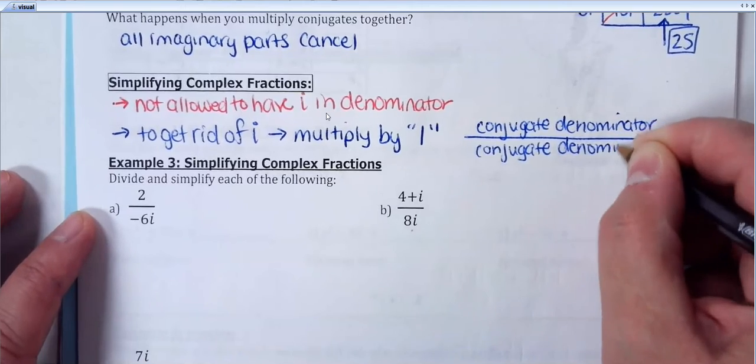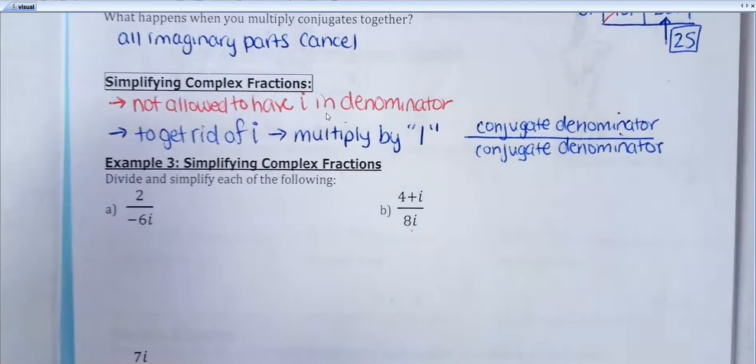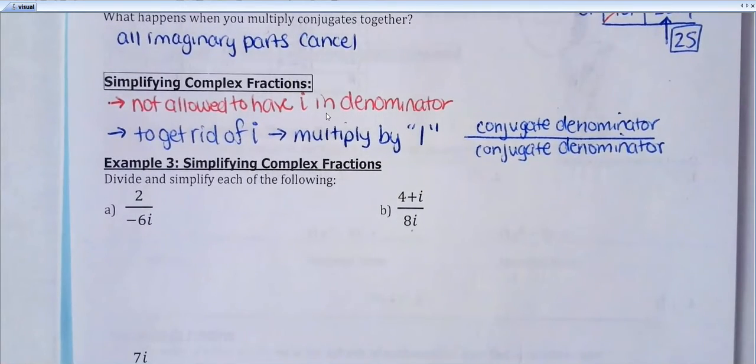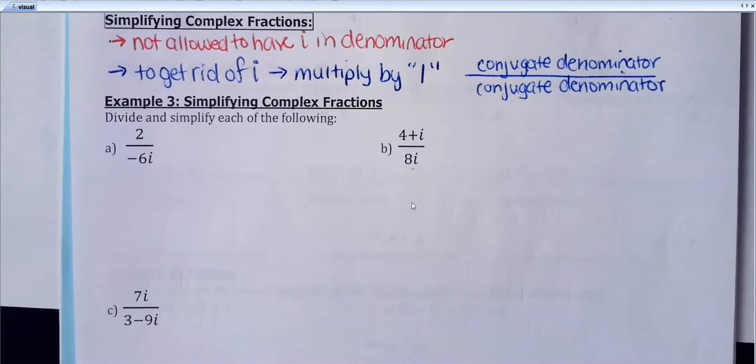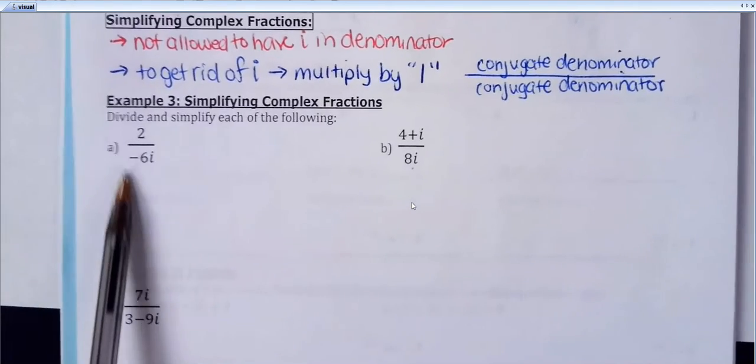If I divide something by itself, like 5 over 5, that's equal to 1. So if I do the conjugate of whatever's in the denominator divided by the conjugate of the denominator, I'm really just multiplying by 1. Each one of these is a little bit different. So let me start with the very first one I have here, which is 2 over negative 6i.